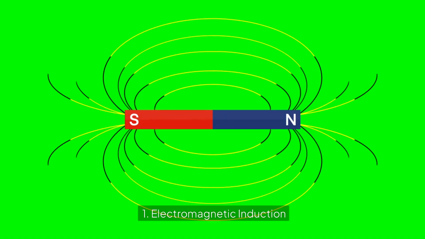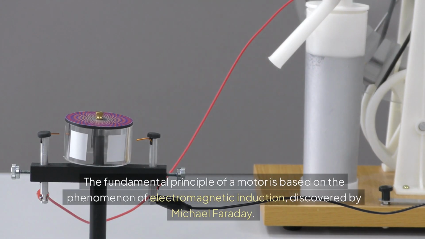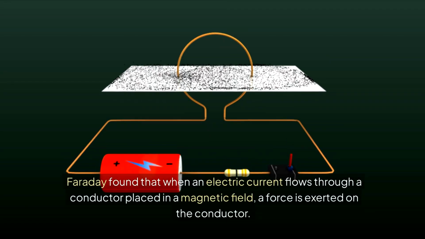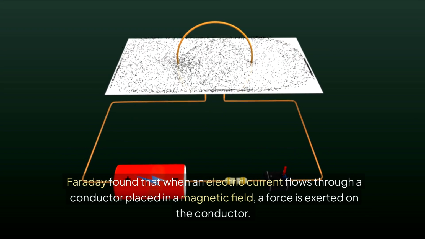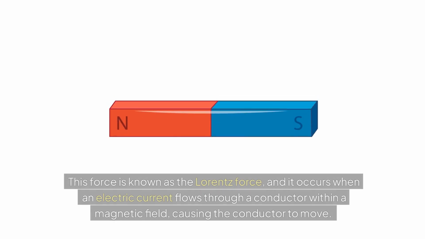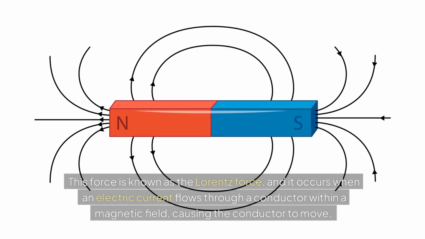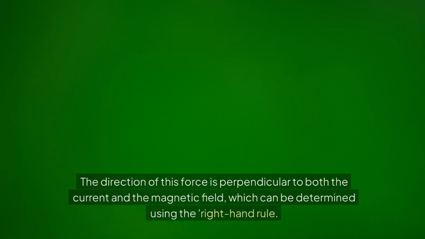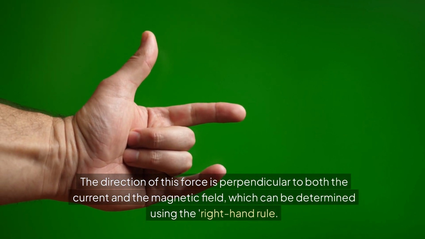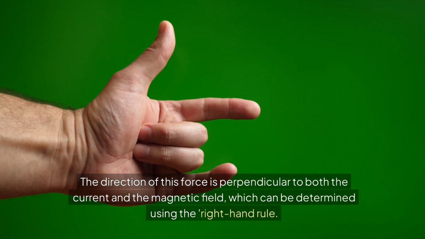1. Electromagnetic induction. The fundamental principle of a motor is based on the phenomenon of electromagnetic induction, discovered by Michael Faraday. Faraday found that when an electric current flows through a conductor placed in a magnetic field, a force is exerted on the conductor. This force is known as the Lorentz force, and it occurs when an electric current flows through a conductor within a magnetic field, causing the conductor to move. The direction of this force is perpendicular to both the current and the magnetic field, which can be determined using the right-hand rule.